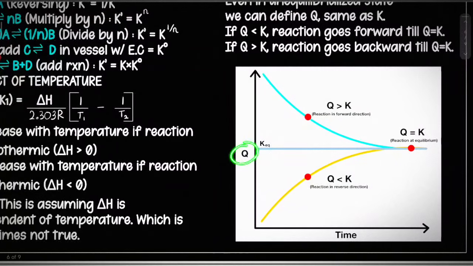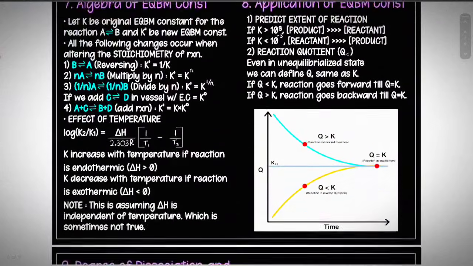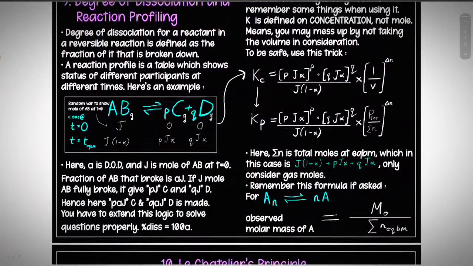This is a graph of reaction quotient Q with time. If Q is greater than K, it will change till Q is equal to K. And the similar thing happens when Q is less than K. Okay, so keep in mind the applications of the equilibrium constant.